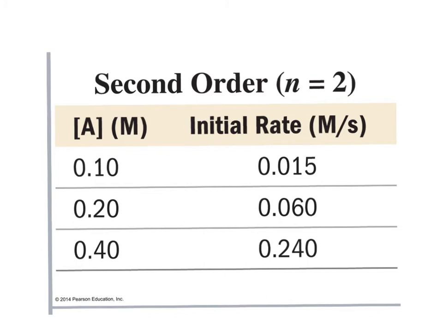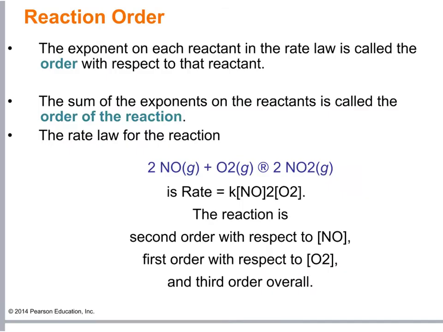That's really important to recognize, because as you go from point 1 to point 2, doubling the concentration, you're going from 0.015 to 0.060, which is raising that rate to the second power. Go from point 2 to point 4, you go from 0.06, take it to the second power, and it goes up to 0.240. Okay.